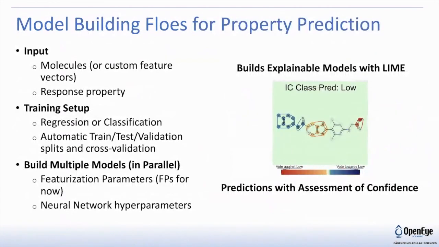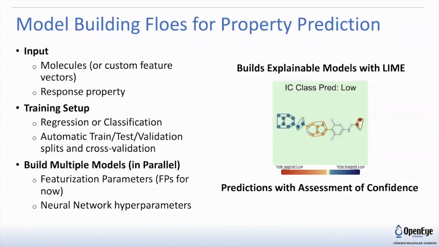We've also recently released a flow package for building machine learning models for property prediction. The model building flow is capable of training models on the basis of the provided molecules, or if you prefer, custom provided feature vectors in tandem with some provided response property. The flows can build either regression or classification models, and will explore a variety of fingerprint types and featurization parameters, as well as machine learning hyperparameter options in parallel. The flows will also provide the user with metrics and actionable information on each model trained.